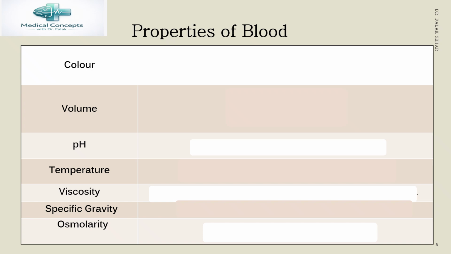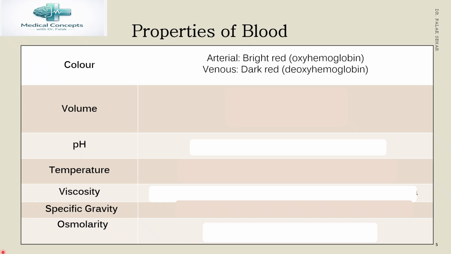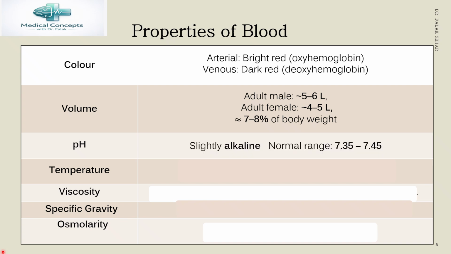Now coming to the properties of blood. Blood appears as bright red in the arteries because of the presence of oxygenated hemoglobin, while dark red in the venous blood because of the presence of deoxygenated hemoglobin. The total volume of the blood in adult males is approximately 5 to 6 liters and in females 4 to 5 liters. That makes 7 to 8% of the total body weight.